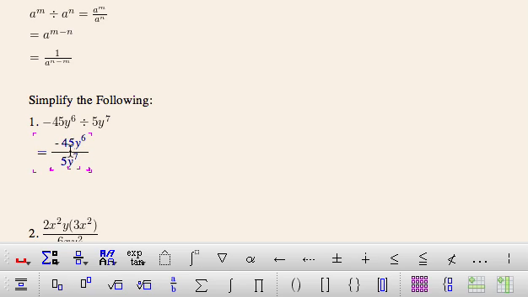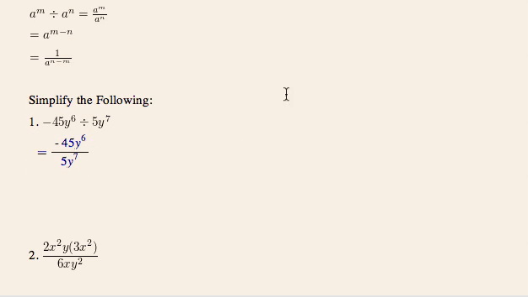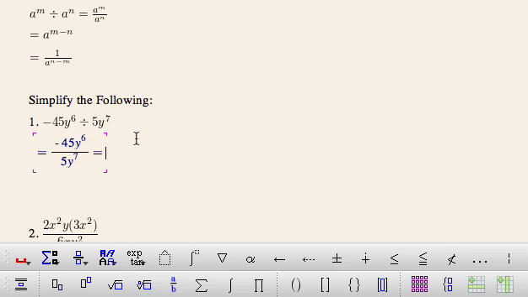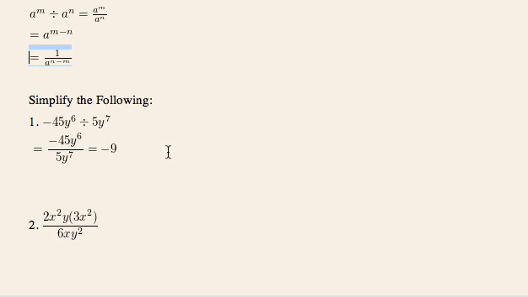Well, let's simplify negative 45 divided by 5 first. This is actually equal to negative 9. And then what do we have? We have y to the power of 6 divided by y to the power of 7. So what is this? Well, in here, n is bigger than m, so we have to use the second formula. This is actually equal to 1 over a to the power of n minus m.